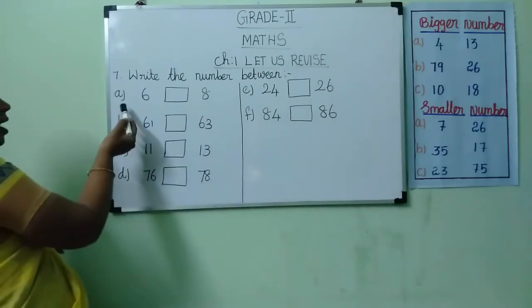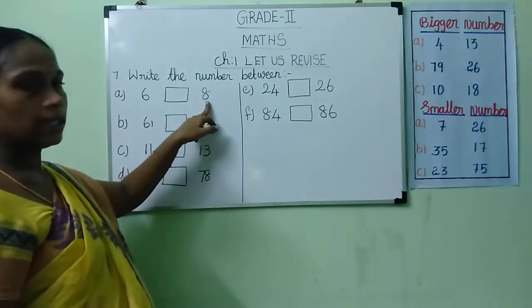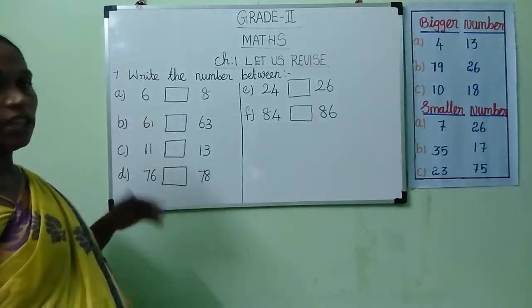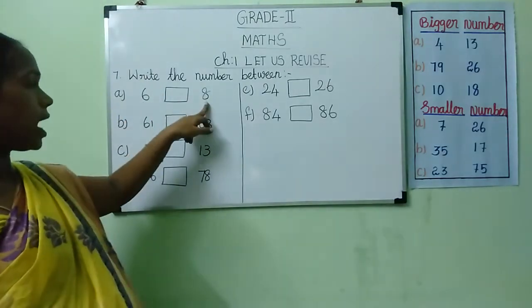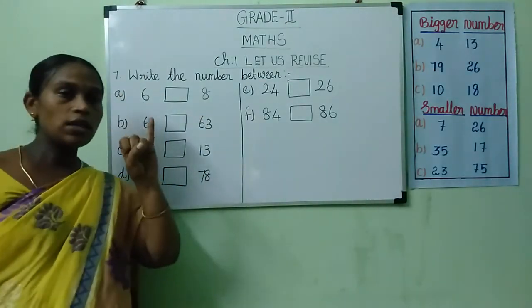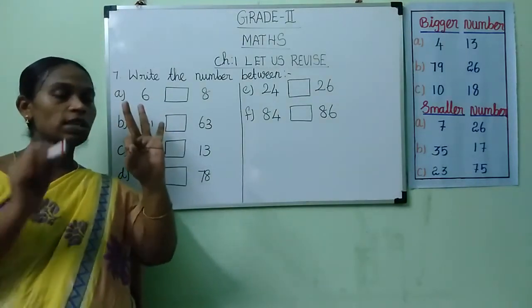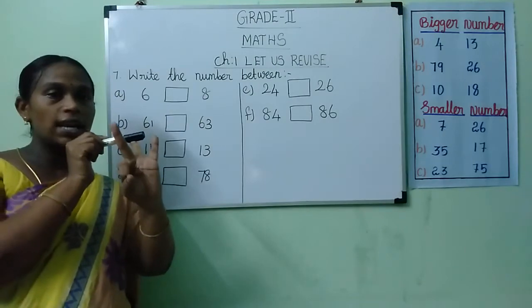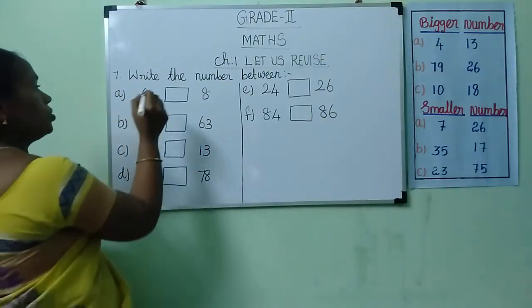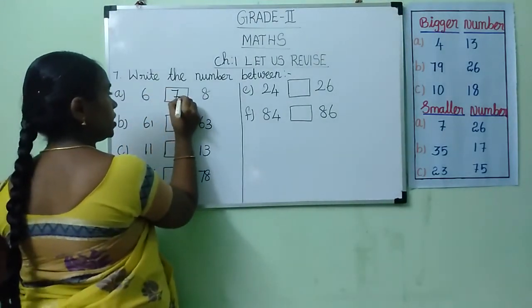See the first sum, 6 and 8. What will come as the between number? 6 and 8. 6, 7, 8. So which number is the between? 7 is the between number. So you should write here 7.